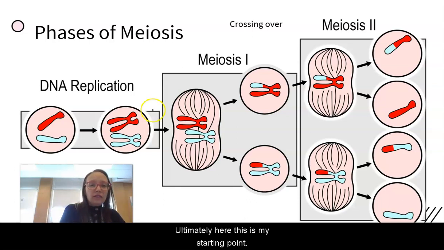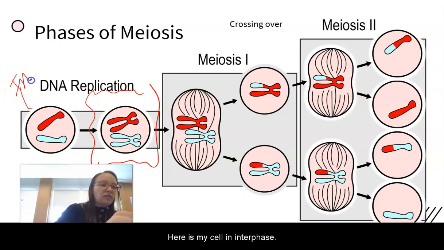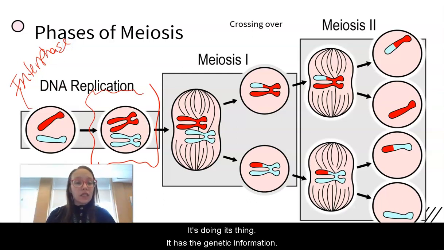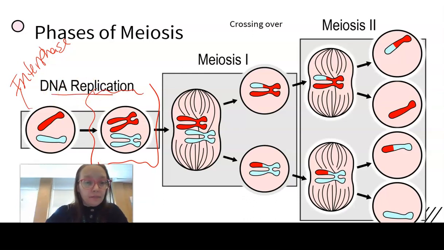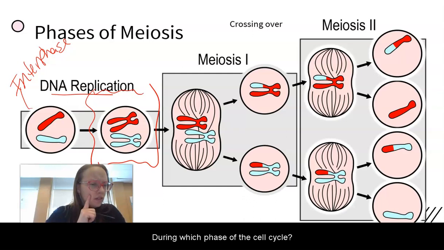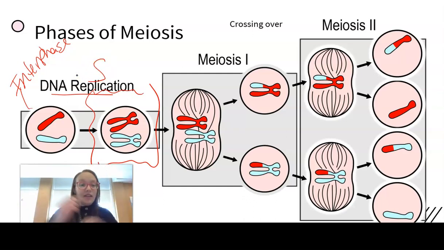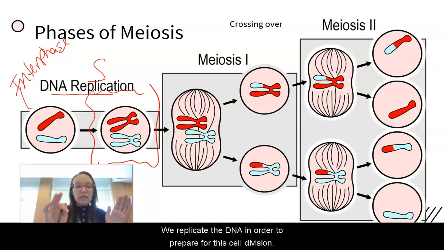Well, ultimately here, this is my starting point. Here is my cell in interphase. It's just doing its thing. It has the genetic information. And then it undergoes DNA replication during which phase of the cell cycle? Aha, yeah, right, S phase. That's when we synthesize a new copy of DNA. So we replicate that DNA in order to prepare for this cell division.